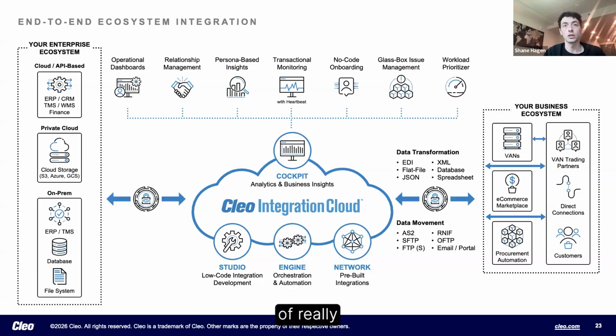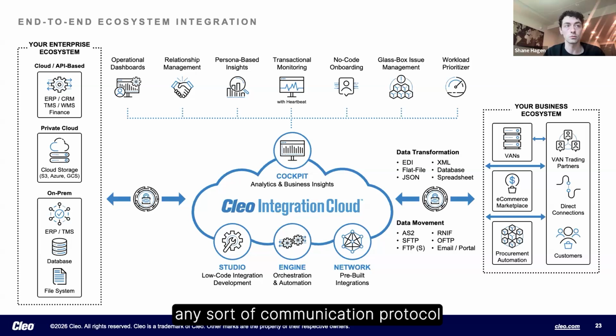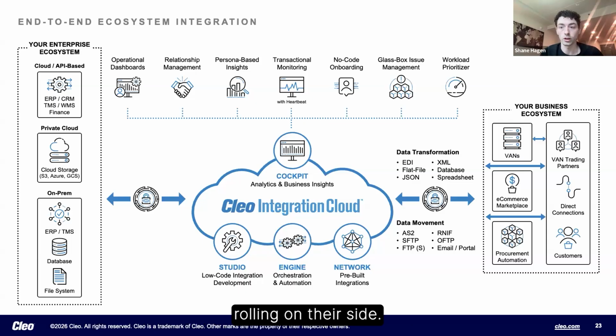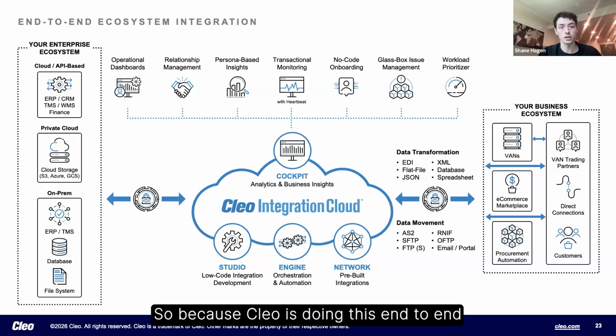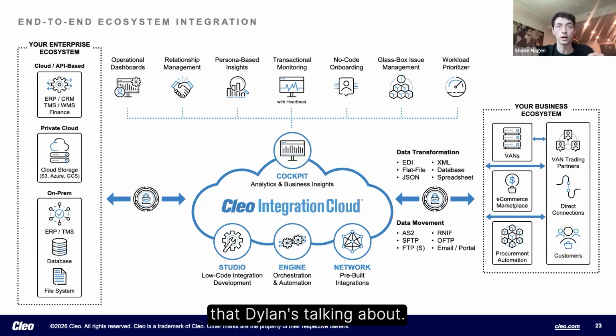It's capable of really any sort of communication protocol that we're going to need to support, whether that's API, database, file-based integrations. And then, of course, for our EDI partners, AS2 and SFTP protocols to get those integrations rolling on their side. So because Cleo is doing this end-to-end integration and we're moving all of these different transactions, we have context to build this layer of orchestration that Dylan's talking about.